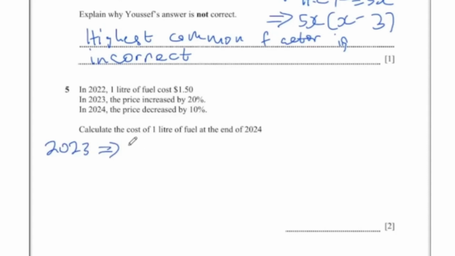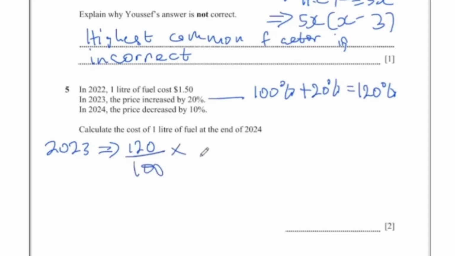We can use the calculator on this paper, but we're bound by time. There are some time constraints, so we need to be fast and smart in how we solve questions. If there is an increase, this implies 100% plus 20%, which gives us 120%. So 120% is 120 over 100 multiplied by the initial price, that is $1.50. This will give us the price at the end of 2023.